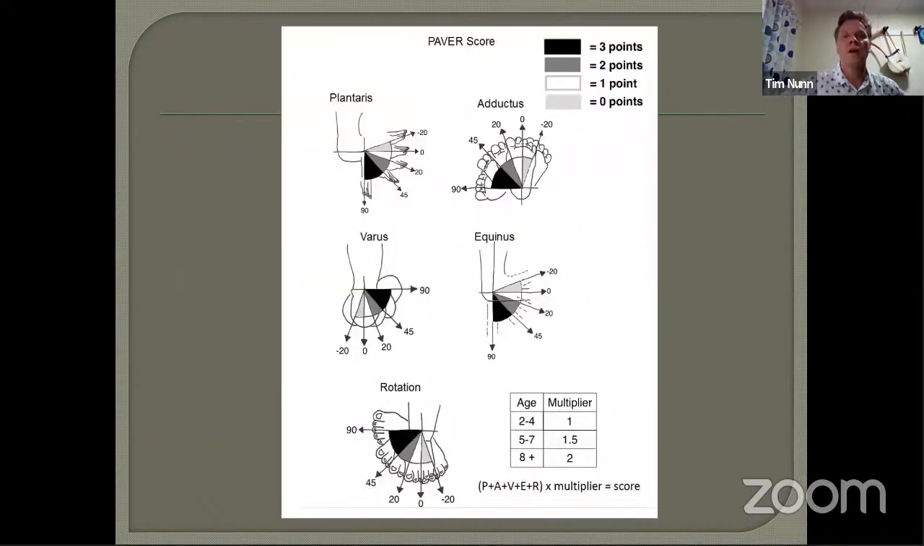Here we have a diagram which shows these elements. Plantaris is measured, and I'll show an example in a moment. The apex of that is around the calcaneocuboid joint. Adductus, again, the apex of that is around the calcaneocuboid joint. Varus at the hind foot, equinus at the ankle, and rotation around the talar head.